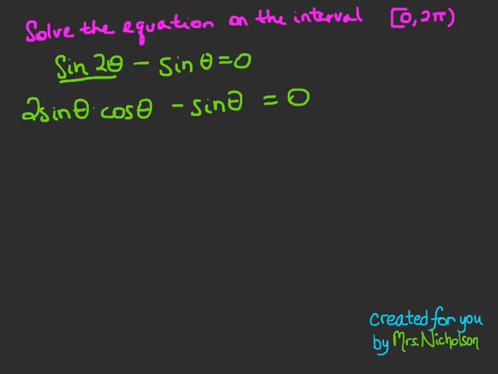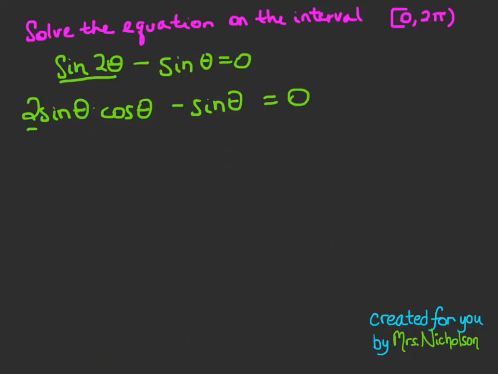Now here I've got an equation that has 2 trig functions in it, a sine and a cosine. And remember that normally when we're solving equations, we like to have them in terms of only one trig function. But that's not always possible. And this is an example of when that's not possible. There's no way for me to change sine to become cosine. And so I need to work with what I have here.